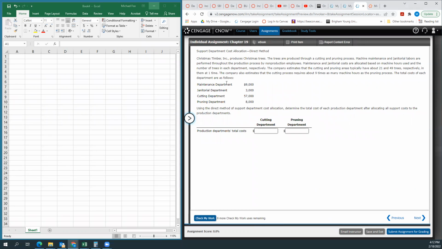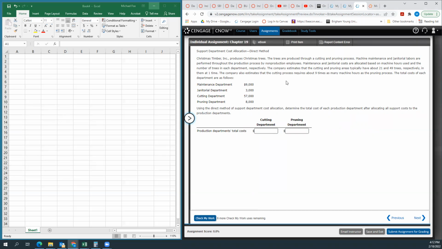And we'll say Christmas Timber Inc. produces Christmas trees. The trees are produced through a cutting and pruning process. Machine maintenance and janitorial labor are performed throughout the production process by non-production employees. Maintenance and janitorial costs are allocated based on machine hours used and the number of trees in each department respectively.